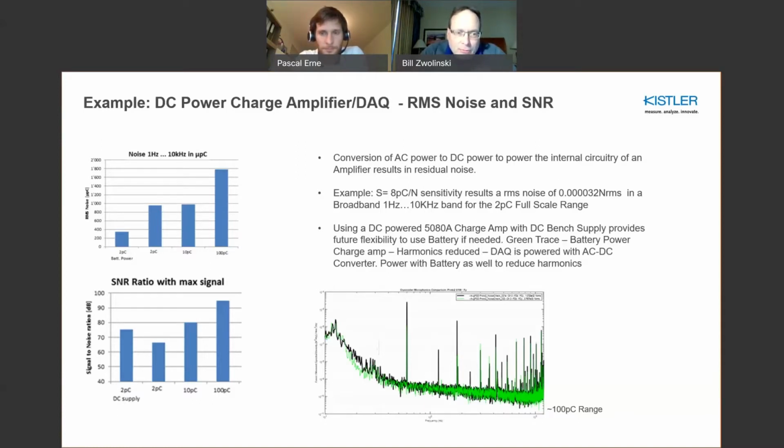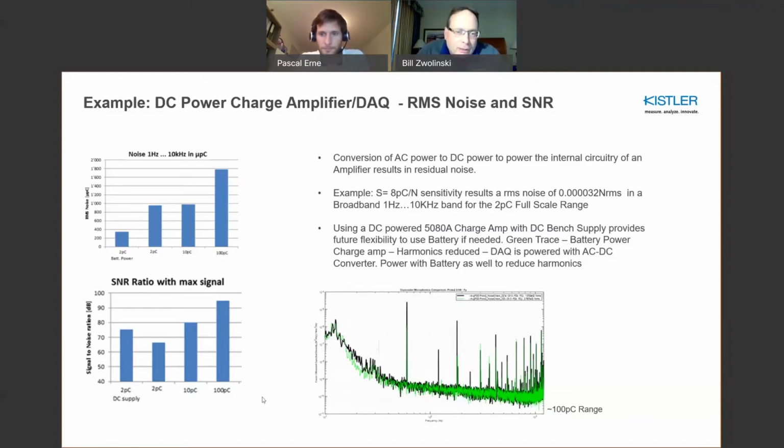What you see on the bottom is the dynamic range, or the signal to noise ratio, of certain selections, from a 2 picocoulomb full scale range on up to 100. At the 100 picocoulomb range, you have quite a bit of dynamic range for sure. On the 2 picocoulomb side, you have on the order of 78 dB dynamic range, which gives you quite a bit of visibility underneath that half a Newton example that I just showed you.